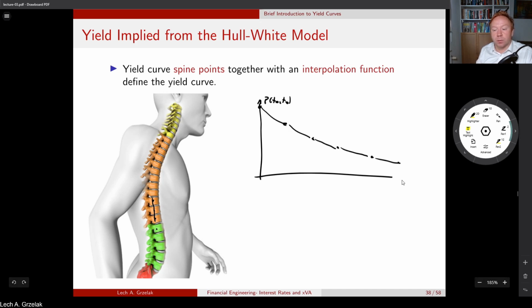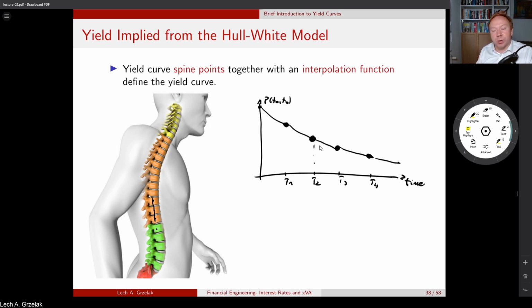So this is time here, and here is the value of a zero coupon bond. If we have here time T1, T2, T3, T4, then we have those spine points, and we define interpolation in between. What is very interesting is that interpolation can vary depending on whether we are at the far end of the curve or the initial part, so the front or the back end of the curve. These interpolations can change depending on the choices, often based on market convention, and sometimes on the trader's choice.